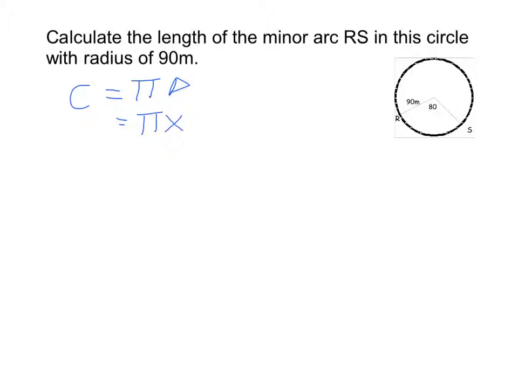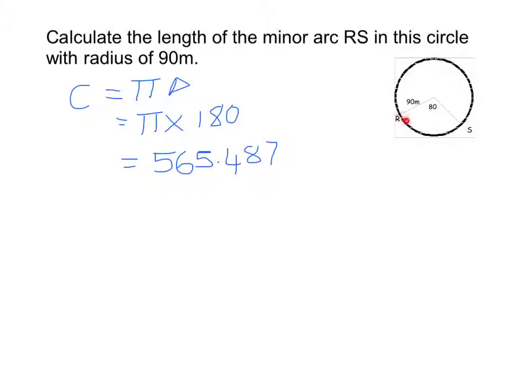Now the diameter is twice the radius. Our radius is 90, so our diameter would be 180. And pi times 180 is 565.487, and that would give us the length all the way around the circle.